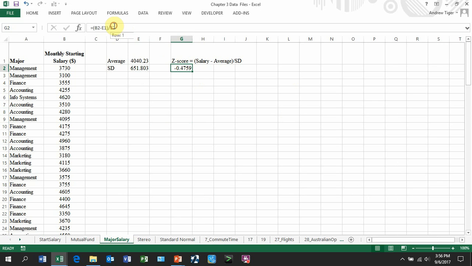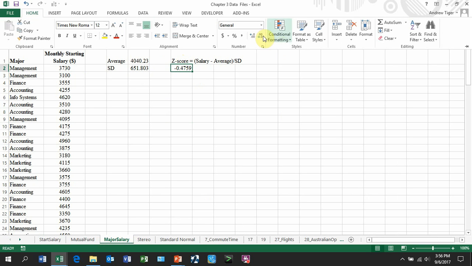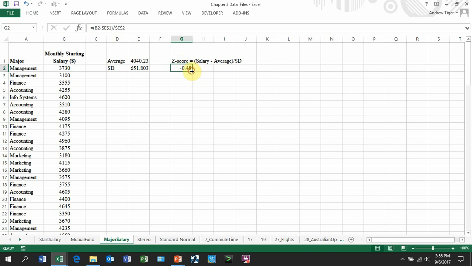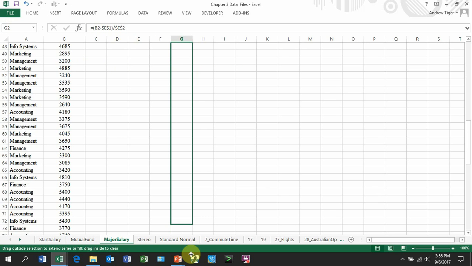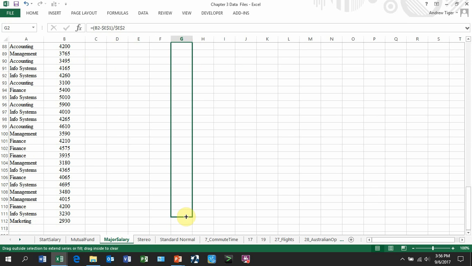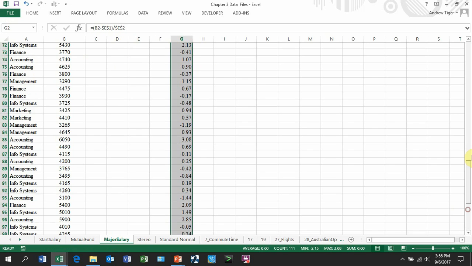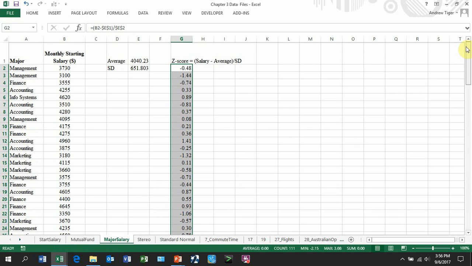But now that I've got that formula, let me put some dollar signs around my references to my standard deviation and mean, so those are locked in. And that's too many decimal places. Let's only show a couple. Copy this down for everyone. And now, again, without knowing anything about this data, I can generate a z-score and look for abnormally high or low numbers. What do I mean by abnormally high or low? Anything approaching or bigger than plus 3 or smaller than minus 3.